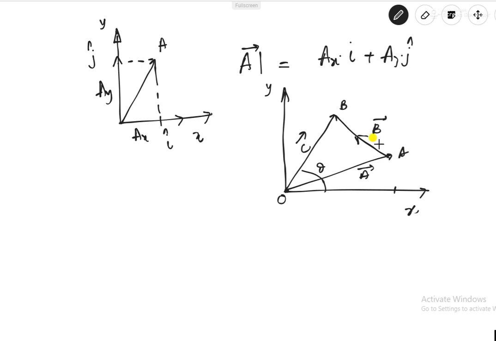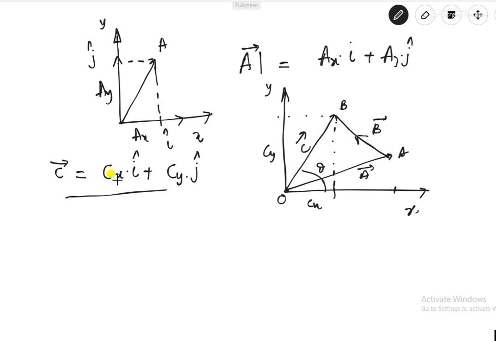So in this diagram you see that OA is representing vector A and AB is represented by vector B, and this third side is the resultant vector C. So how will we resolve this resultant vector? We can write this resultant vector C is equal to Cx into I, the X direction, and Cy into J direction. So if we are projecting like this, this is Cx, and similarly if we are projecting this vector, this is Cy.